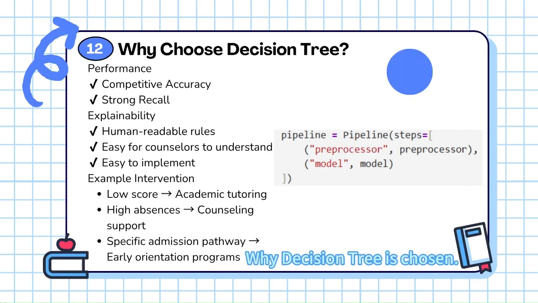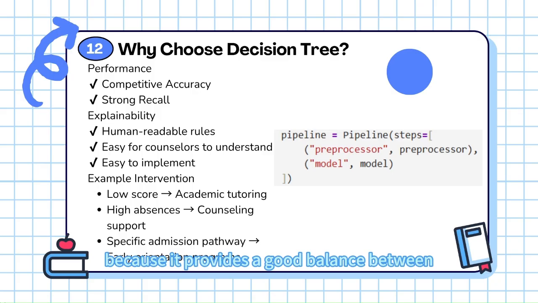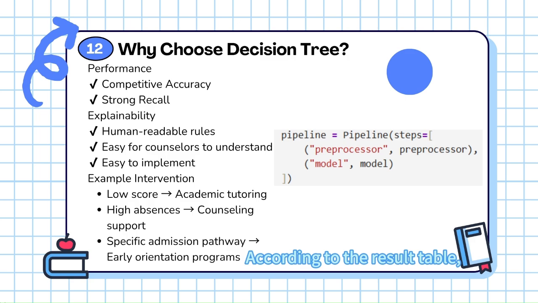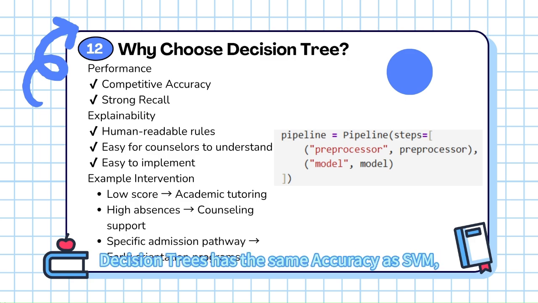Why the decision tree is chosen. The decision tree is selected because it provides a good balance between performance and explainability. In terms of performance, it has competitive accuracy and strong recall. According to the result table, the decision tree has the same accuracy as SVM, but it has a higher recall and F1 score. This is important because we want to find students who are truly high risk. In terms of explainability, the decision tree provides human-readable rules. These rules are easier for counselors to understand.